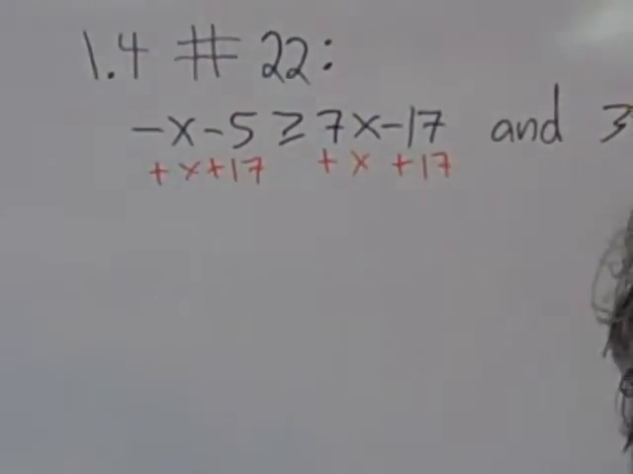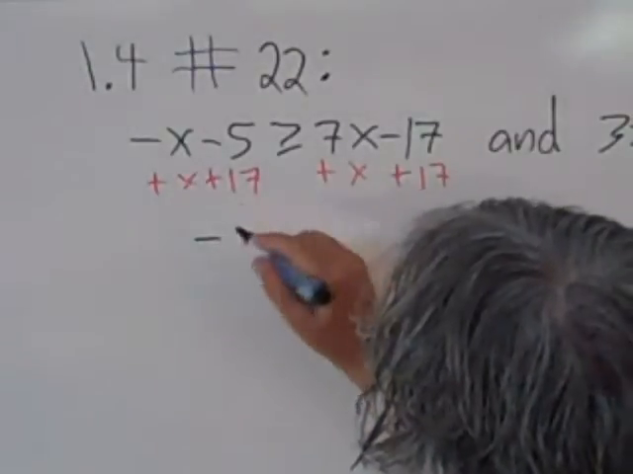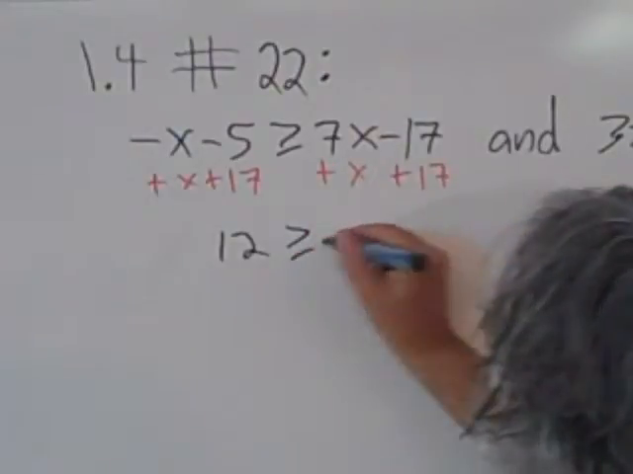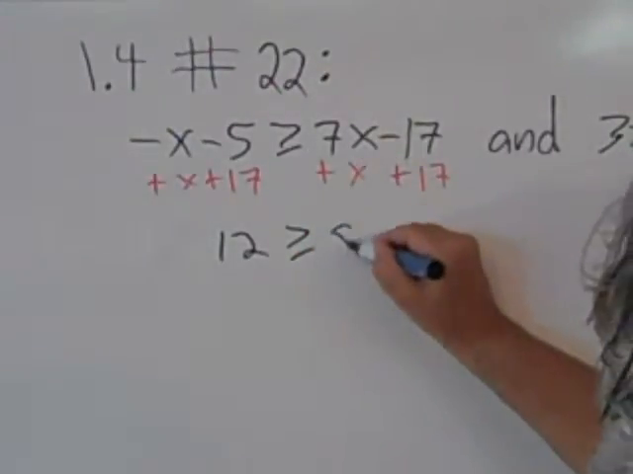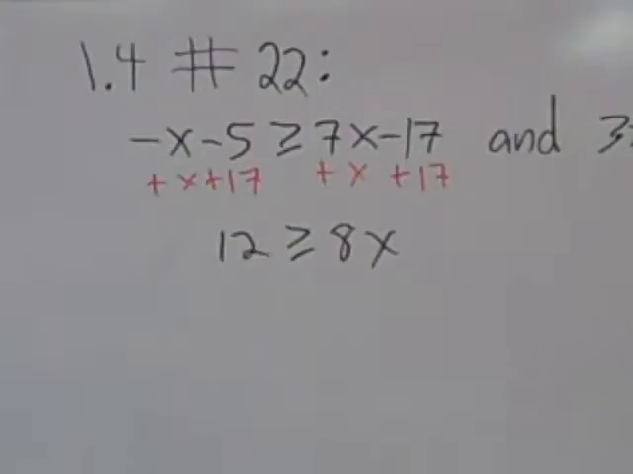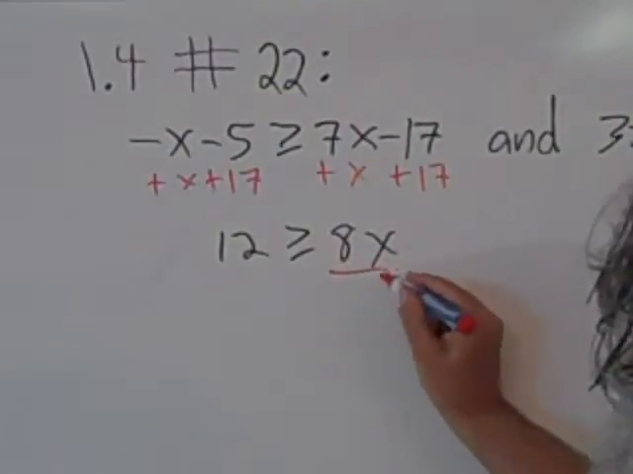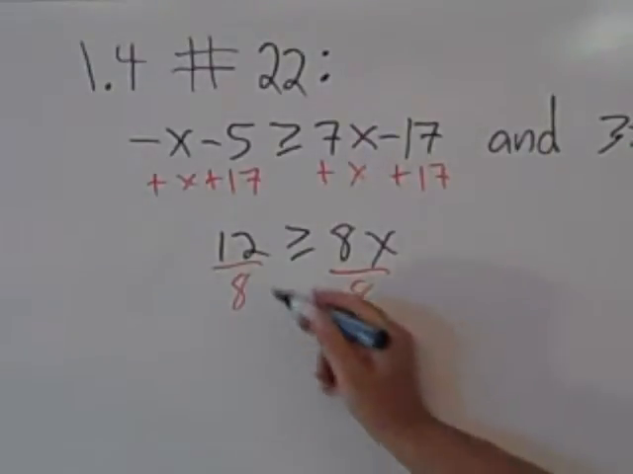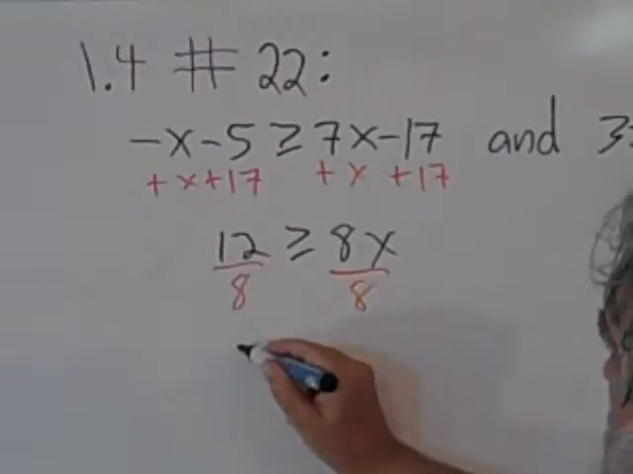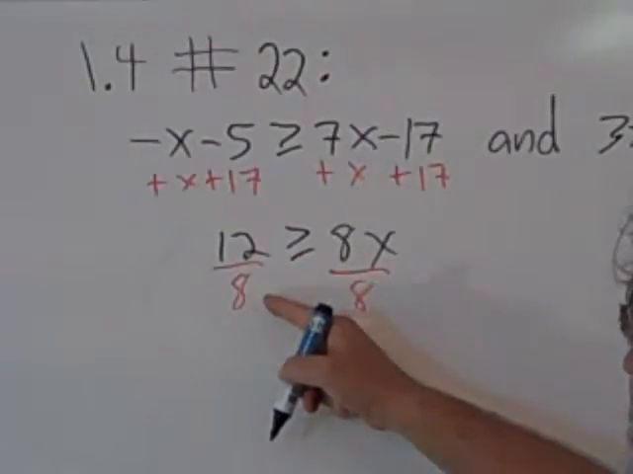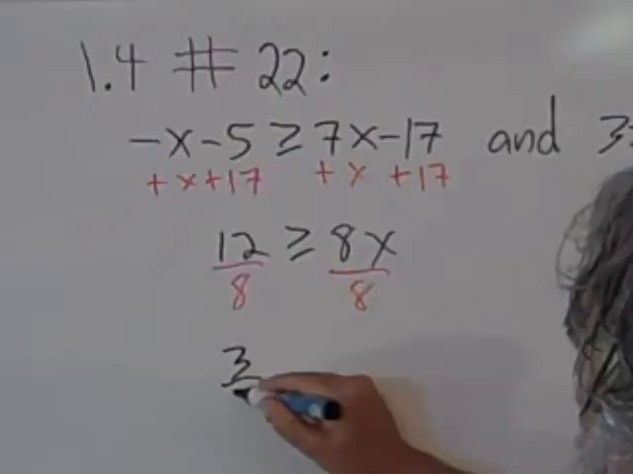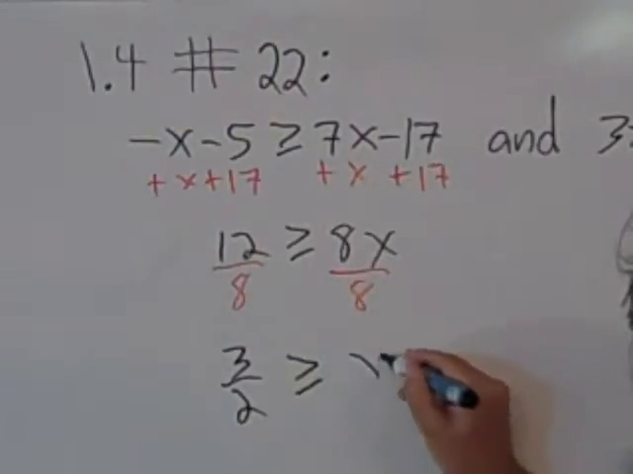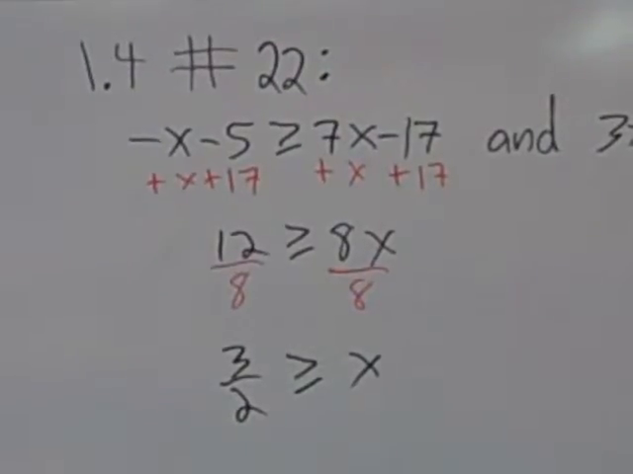And when we do this, we end up with 12. Negative 5 plus 17 is 12, is bigger than or equal to 7x plus x is 8x, and the 17's cancel out. So now we can divide both sides by 8 to cancel out the coefficient of the x. 12/8 is the same as 6/4, which is the same as 3 halves. 4 goes into 12 3 times, 4 goes into 8 twice. So 3 halves is bigger than or equal to x for the first inequality.